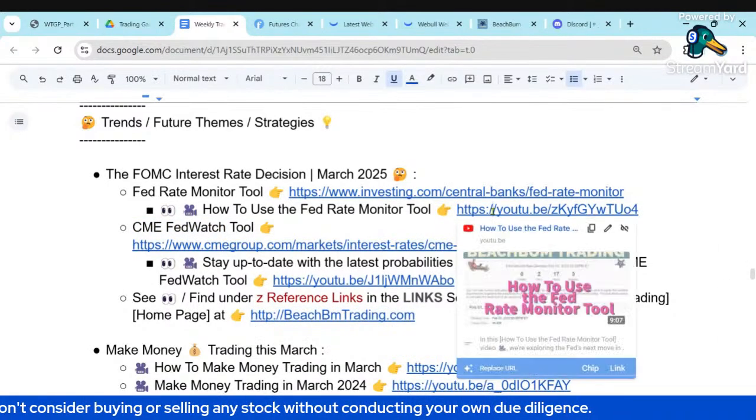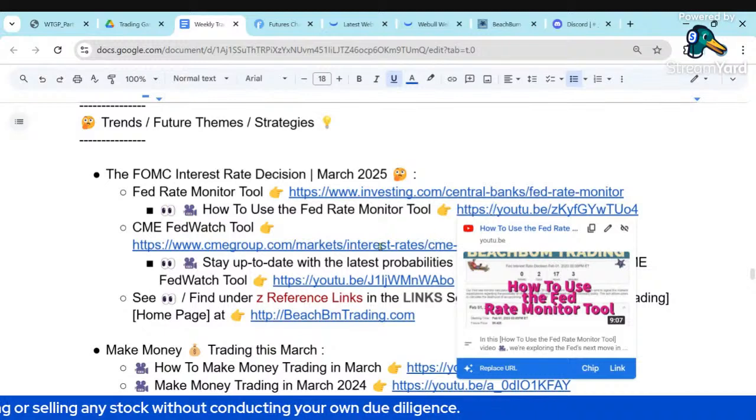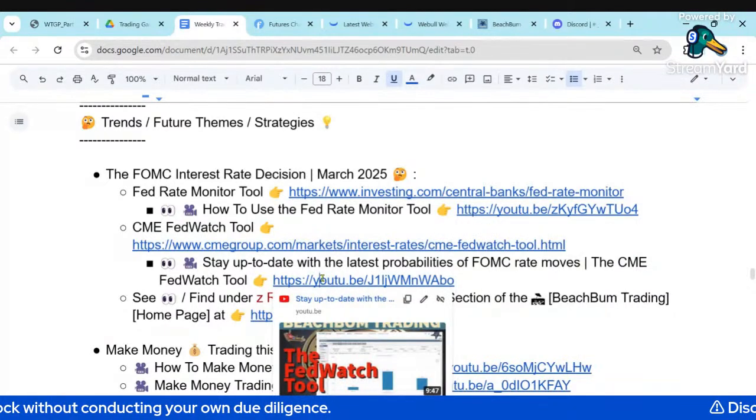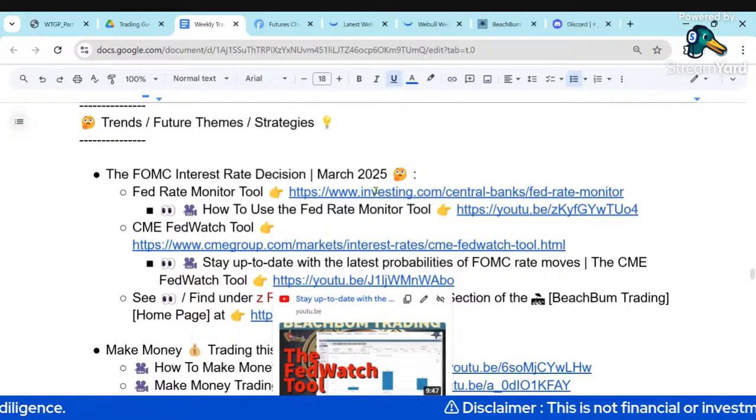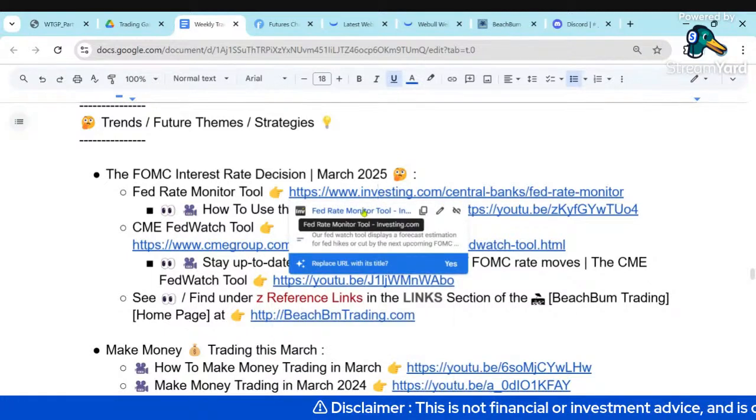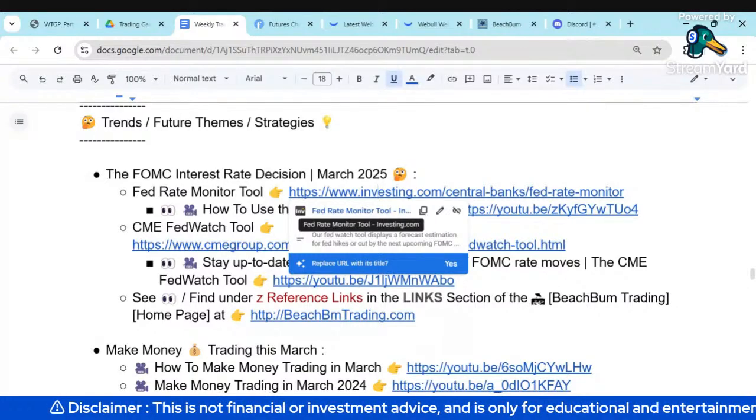Also got several videos on how to use the Fed Rate Monitor tool, also the CME FedWatch tool. So let's look at those and see what the probabilities are for a potential rate cut or rate hike in March and then going forward.